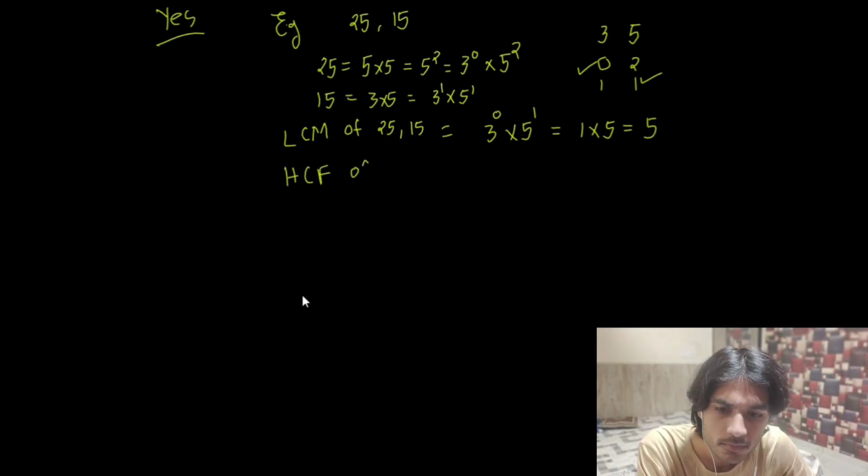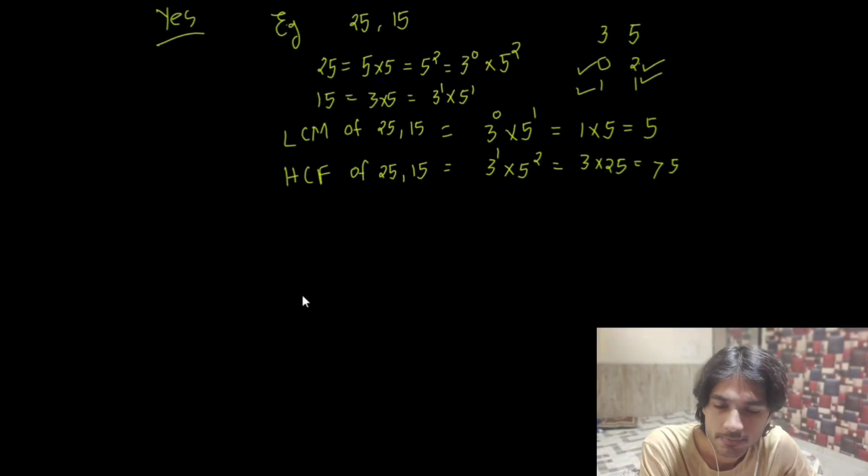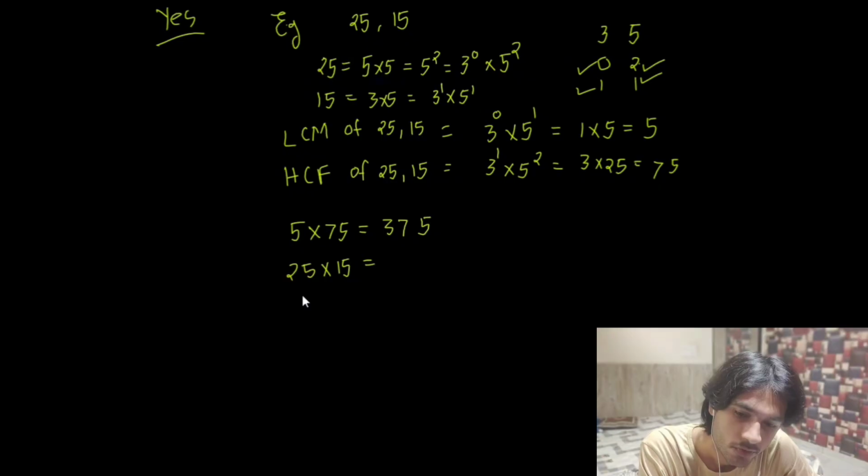And the HCF of 25 and 15 is going to be the primes with their greatest power, right? So the greatest power among 0 and 1 is 1, and the greatest power among 2 and 1 is 2. So this is exactly equal to 3 to the power 1 multiplied by 25, which is going to be 75. Now the LCM is 5 and the HCF is 75. The product is 375, and the product of the two numbers, that is 15 multiplied by 25, is also 375.